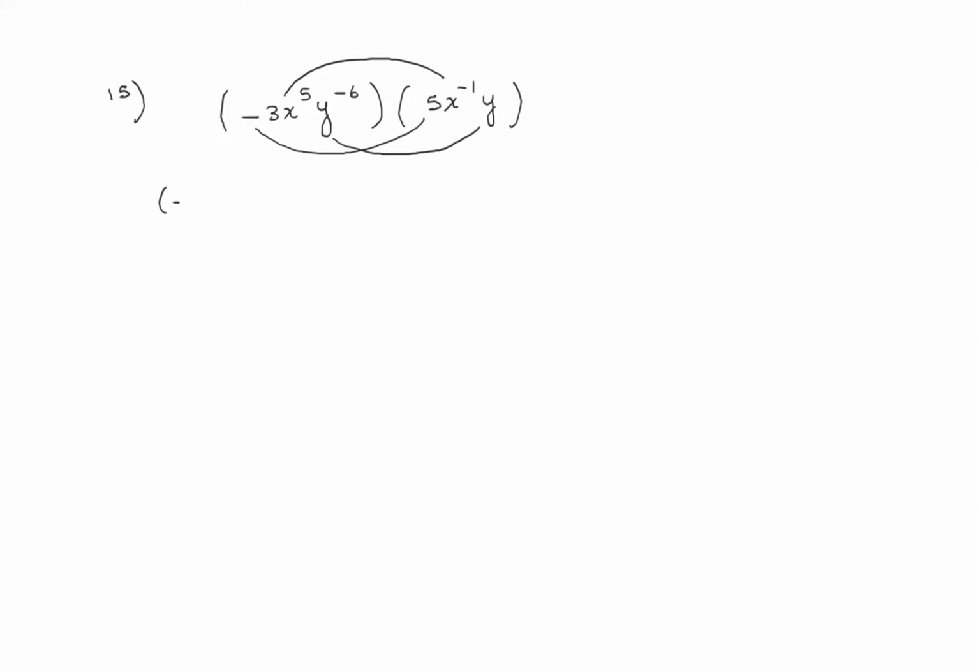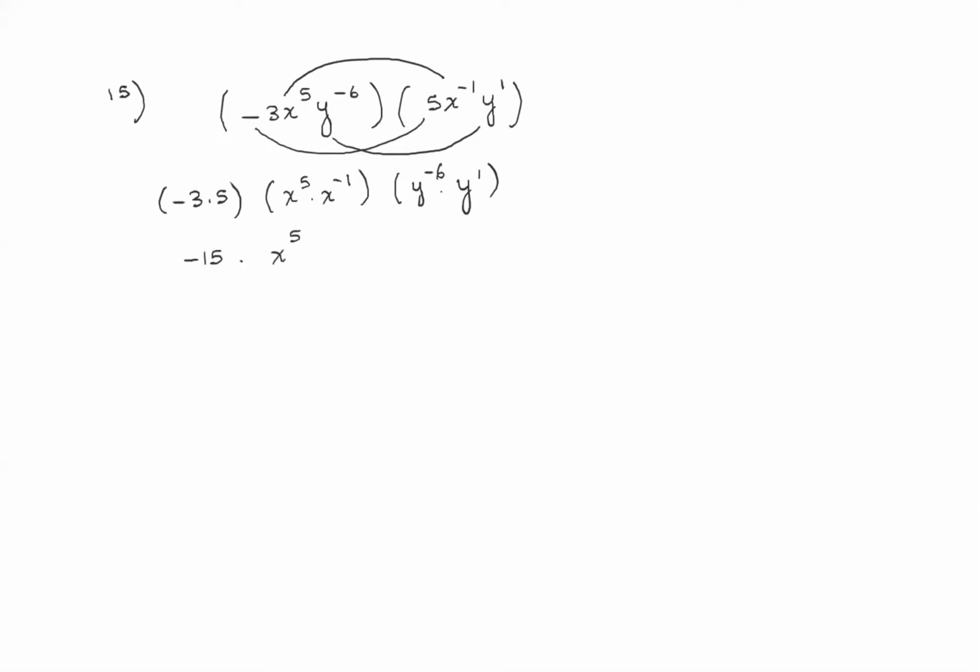The last problem, number 15. 5x to the negative 1 times y. When you're multiplying, multiply the numbers by numbers and group the like variables. So I'm going to write it down, 3 times 5, and then x to the 5 times x to the negative 1, then y to the negative 6, and when we don't have the power, make sure we put the power 1. So now negative 3 times 5 is negative 15.